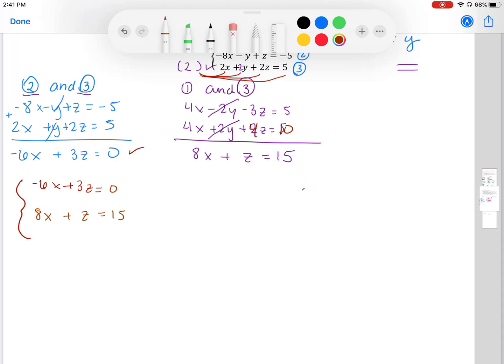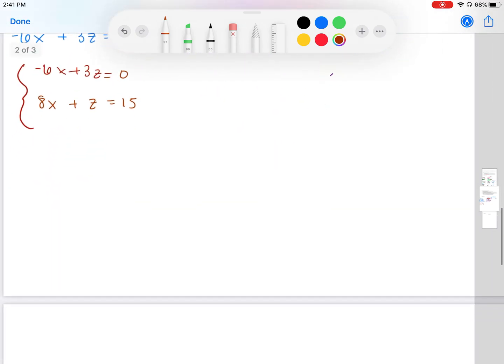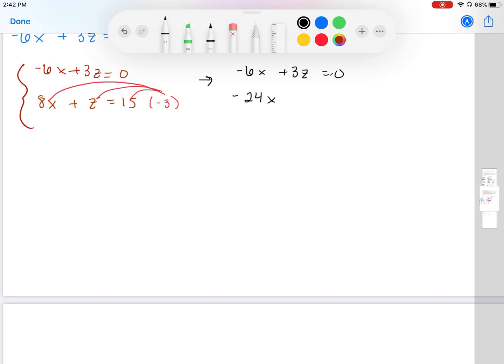Let's work with these two equations only. Let's pick a variable to eliminate. I'm thinking, let's multiply this by negative 3 so that I can make my z's cancel. Okay, I need to show my work. Multiply negative 3 to each term: negative 3 times 8 is negative 24x, z times negative 3 is negative 3z, and 15 times negative 3 is negative 45. So those z's are gone.